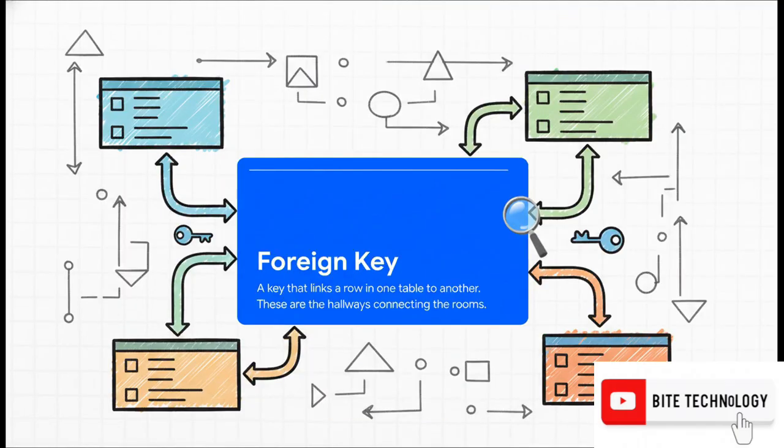That's the job of a foreign key. It's basically the glue that holds our tables together. If our tables are the rooms, then foreign keys are the hallways connecting them. They create these crucial relationships, letting data in one table refer to data in another.